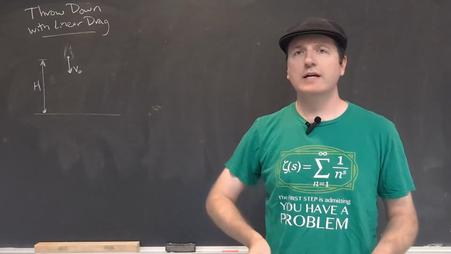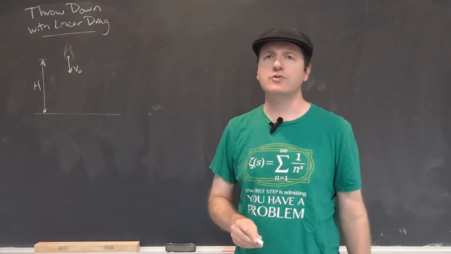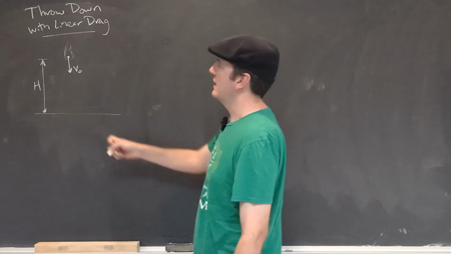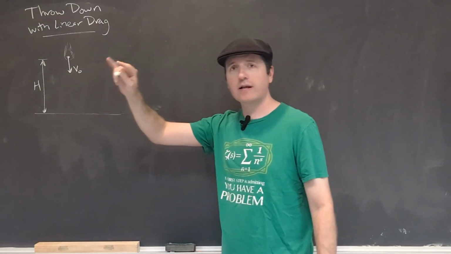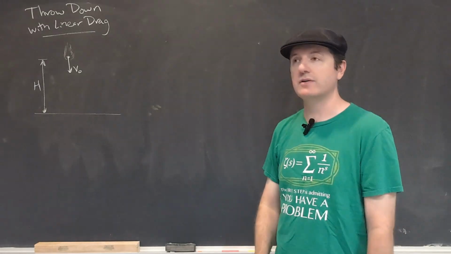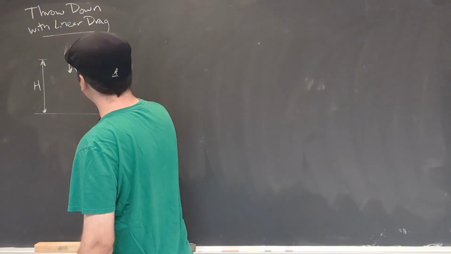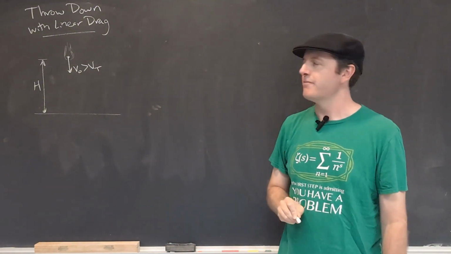Okay, so I thought today we'd look at another example involving linear drag. We'll eventually get to a two-dimensional version of this. But I want to look at an object of mass m that's being thrown downwards. So we're starting up above the ground and we're throwing it straight down with a speed v naught. And let's assume that that v naught is greater than the terminal velocity. I'll remind you what that is in just a sec.